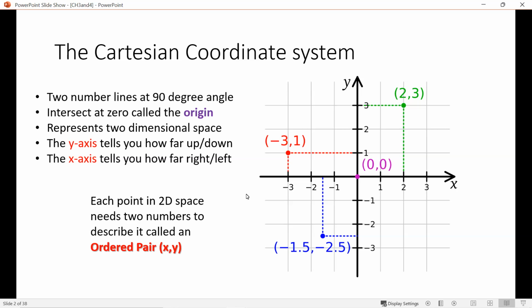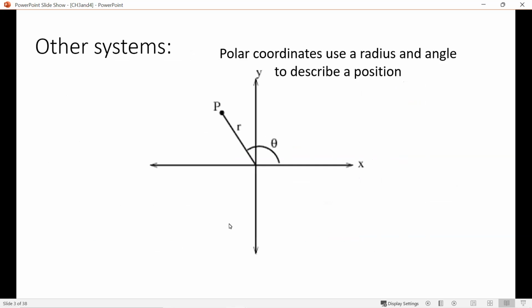All right, we need two numbers to define any place in two-dimensional space. Similarly, if we're going to try to define a position in three-dimensional space, we would need three numbers. There are other coordinate systems. There's polar coordinates, where you say which angle you are about the center and how far away from the center you are. Again, two pieces of information to define a position in two-dimensional space.